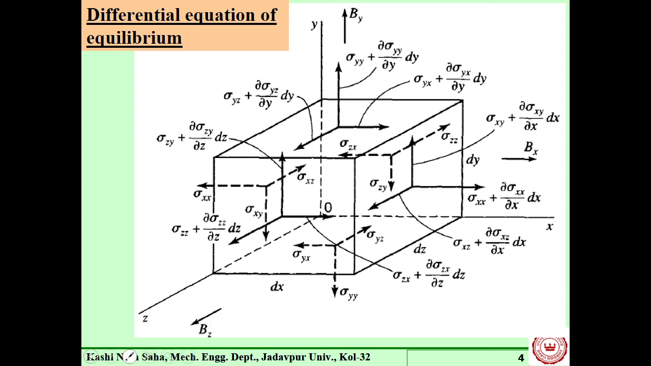So this Bx, By and Bz, they are body forces in the sense that they act on a volume element. Clear? What is the volume of this body? dx, dy, dz. Very good. dx, dy, dz is the volume. So they are body force per unit volume. So Bx, By and Bz is the body force per unit volume.